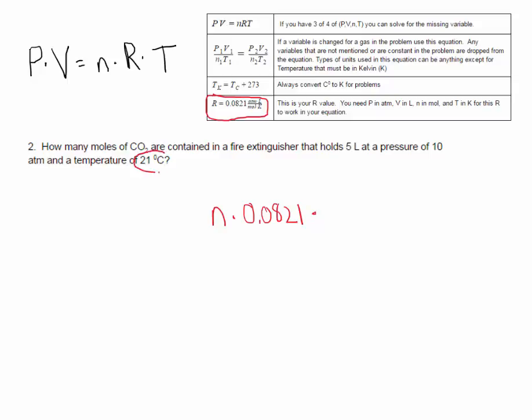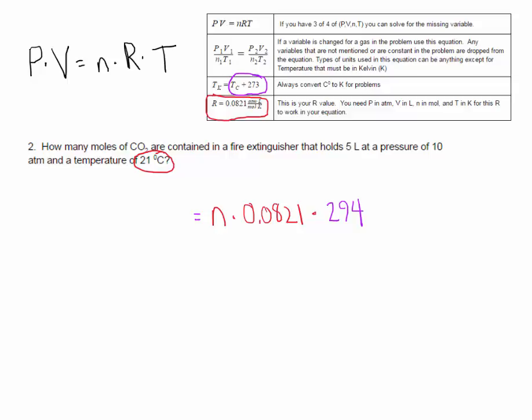Temperature is over here, 21 degrees C, but again you always use temperature in Kelvin, and if you were following my other rule, you always match it to R anyway, which is Kelvin. So the way we convert Celsius to Kelvin is simply to add 273 to the Celsius temperature. When you add 273 to 21, you get 294. So that's where I came up with that.